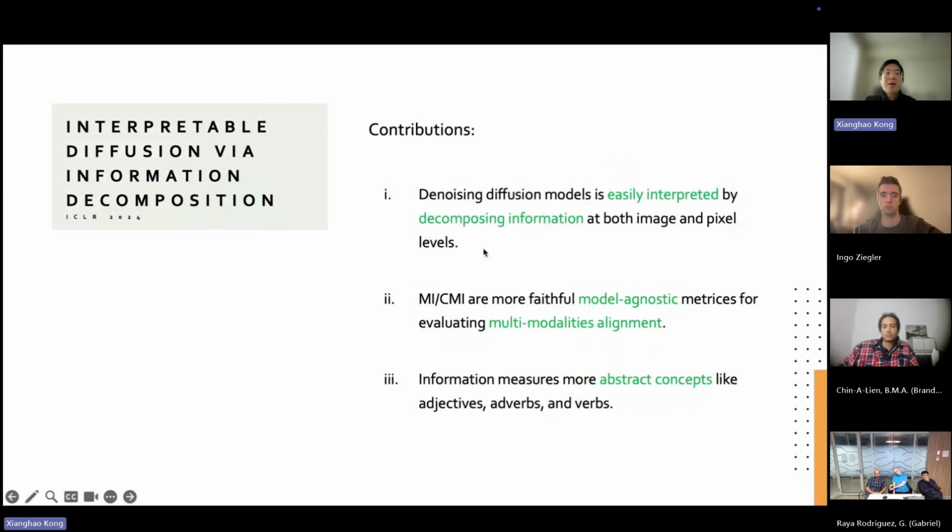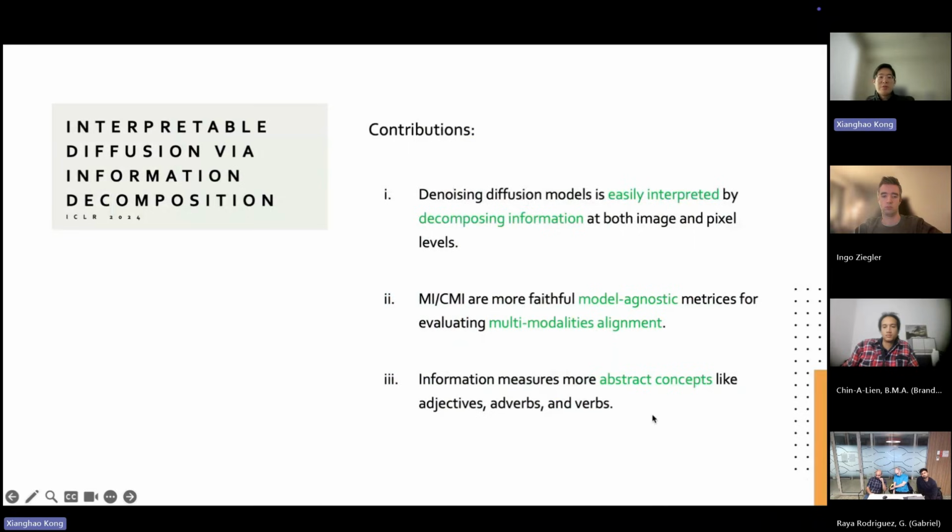So let me also sum up three contributions here. The first one is that the denoising diffusion model is easily interpreted by decomposing information. We can see that in the elephant and airplane examples. And another, more important one is that mutual information or conditional mutual information are more faithful, model-agnostic metrics, because we don't depend on the model architecture, unlike methods that extract features from attention layers.